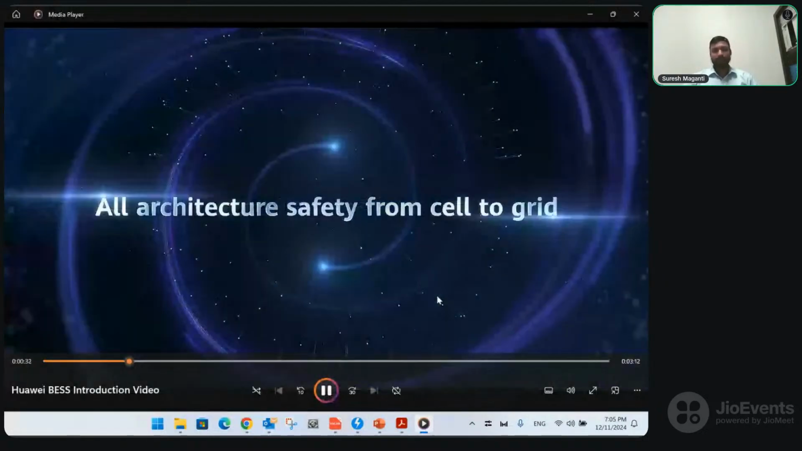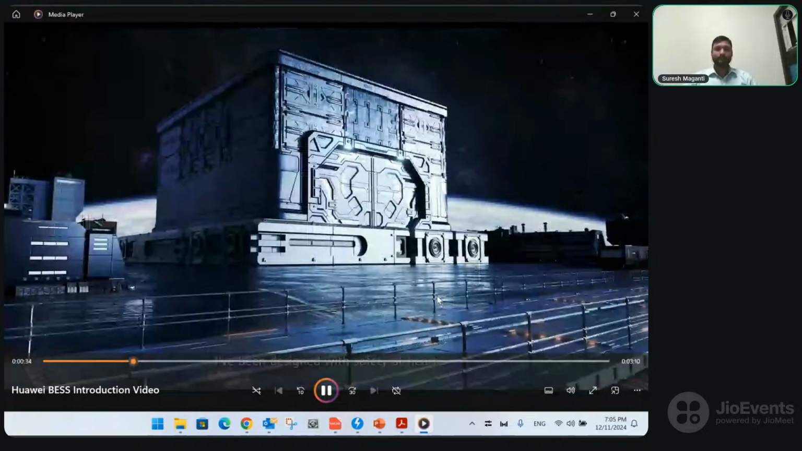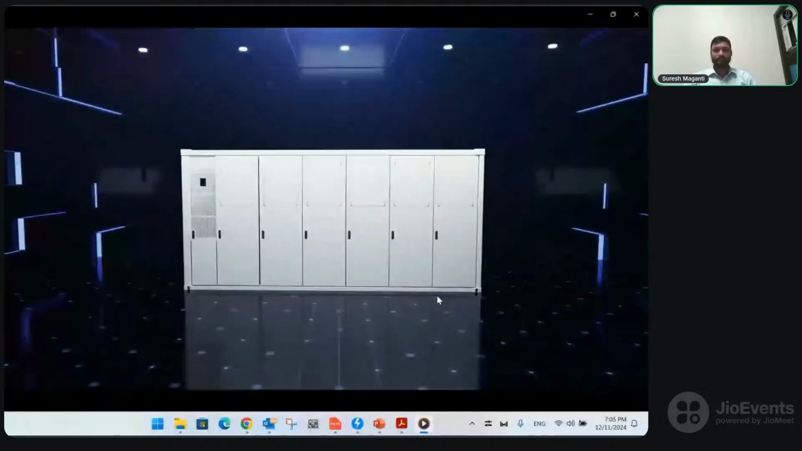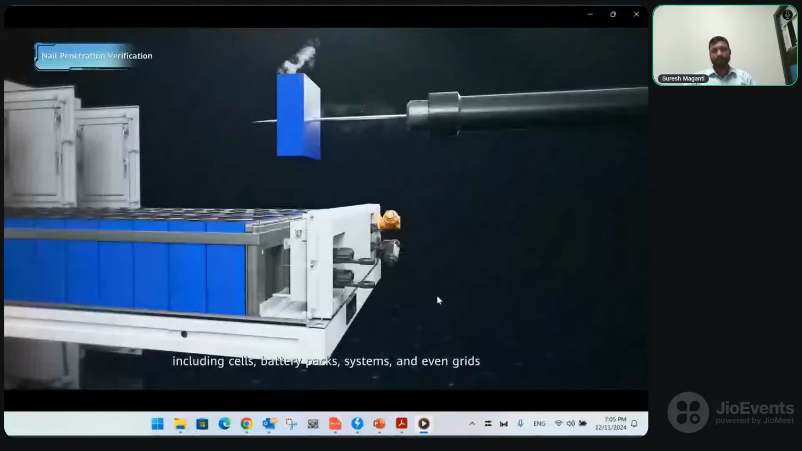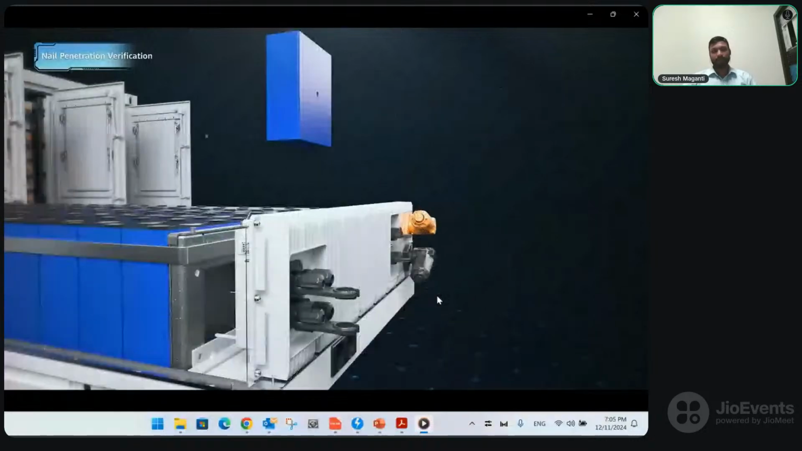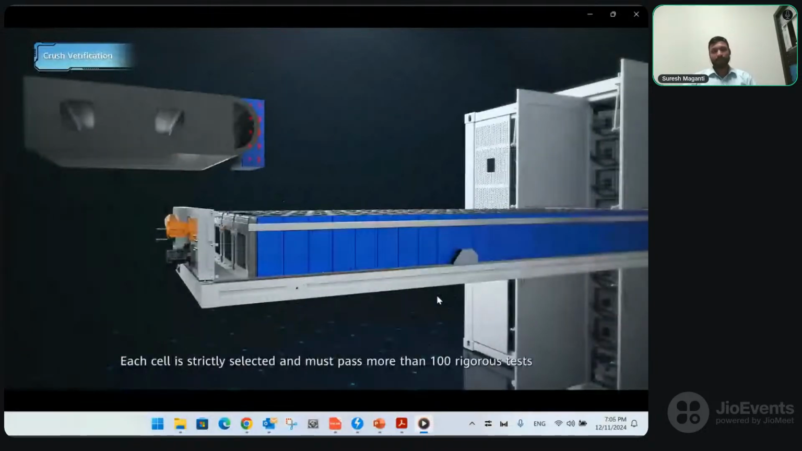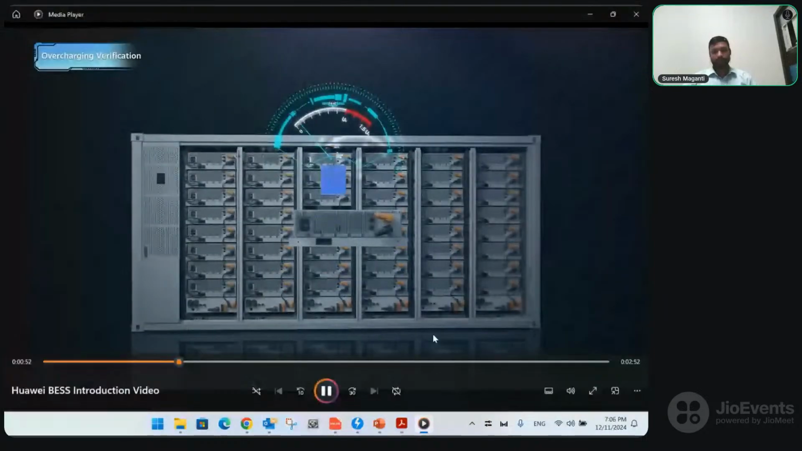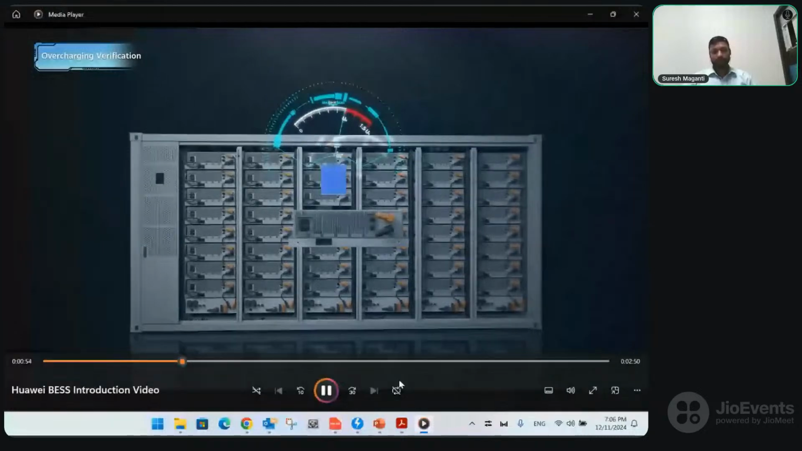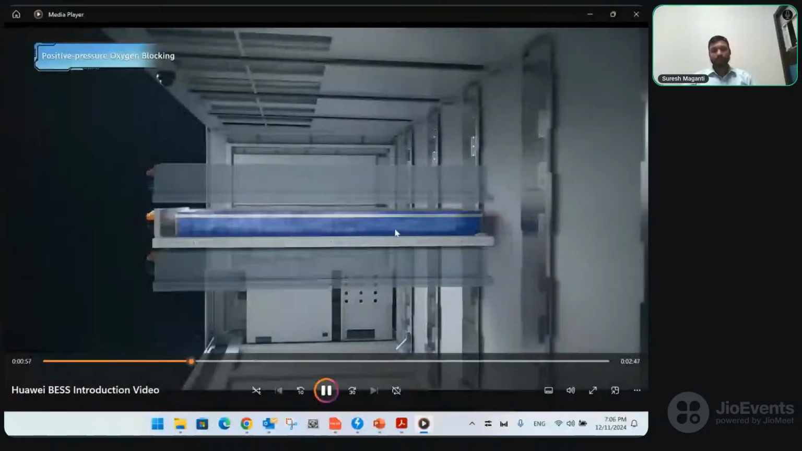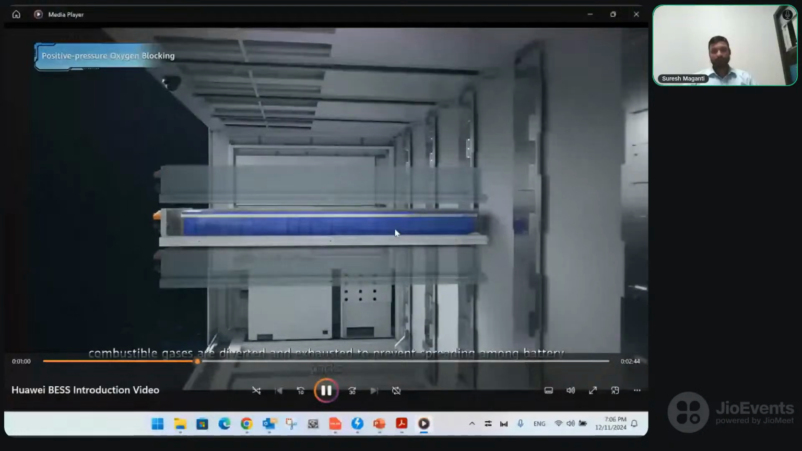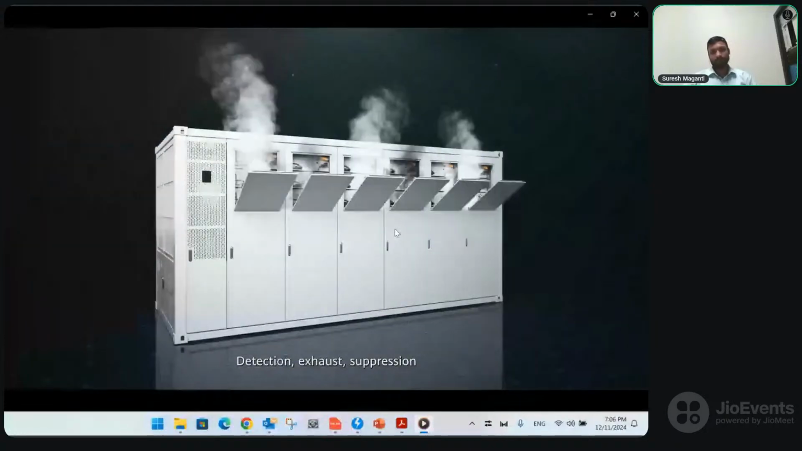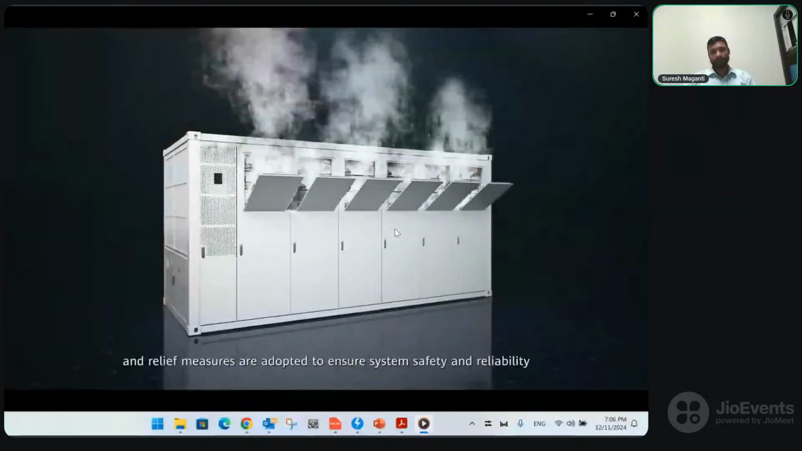I've been designed with safety at heart. It covers every part of the energy storage system, including cells, battery packs, systems, and even grids. Each cell is strictly selected and must pass more than 100 rigorous tests. In case of thermal runaway, combustible gases are diverted and exhausted to prevent spreading among battery packs. Detection, exhaust, suppression, and relief measures are adopted to ensure system safety and reliability.